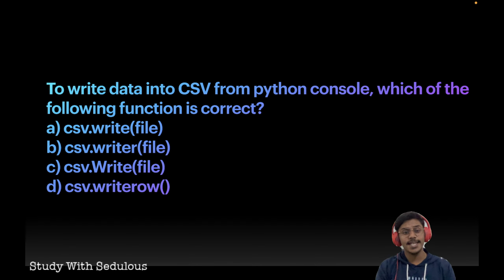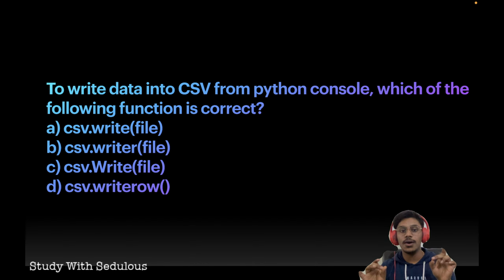csv.write(file), csv.writer(file), csv.Write(file), csv.writerow. To write data into CSV, yes, writerow in the first sense, that is the right one. Come on, don't even read the other ones. No, that's wrong. Why? Because writerow is that set of instruction that we get, a very specific one. Writerow, you can only write in a row.